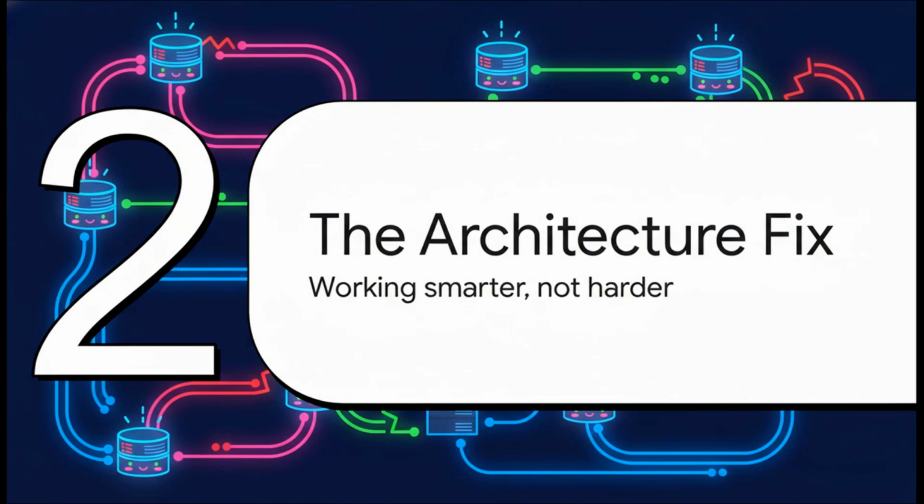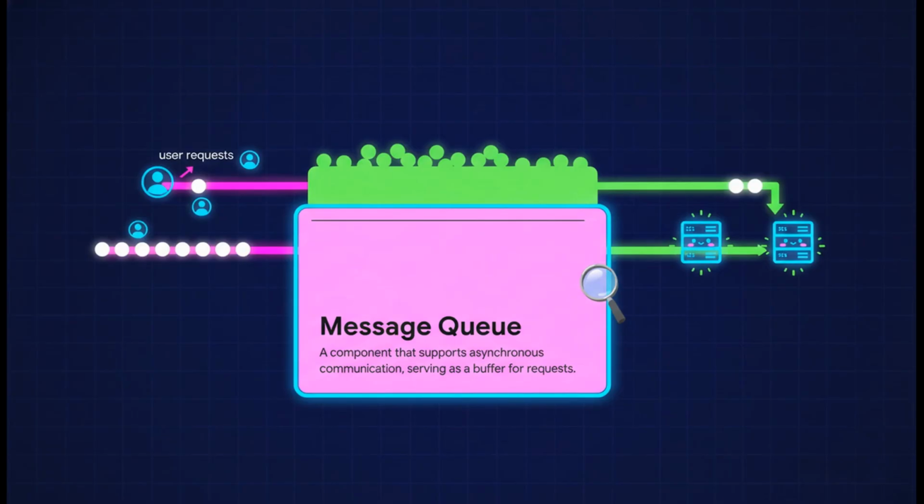Okay, so how do we fix this disaster? We can't really make the AI faster, at least not overnight. But what we can do is totally change how we handle the work. And this, my friends, is where the architectural magic happens. We introduce a message queue. I want you to think of this thing as like a glowing neon green buffer zone that sits right between the user's request and all that heavy lifting. It's a special component, and its entire job is just to catch tasks and hold on to them safely. This enables something called asynchronous communication.